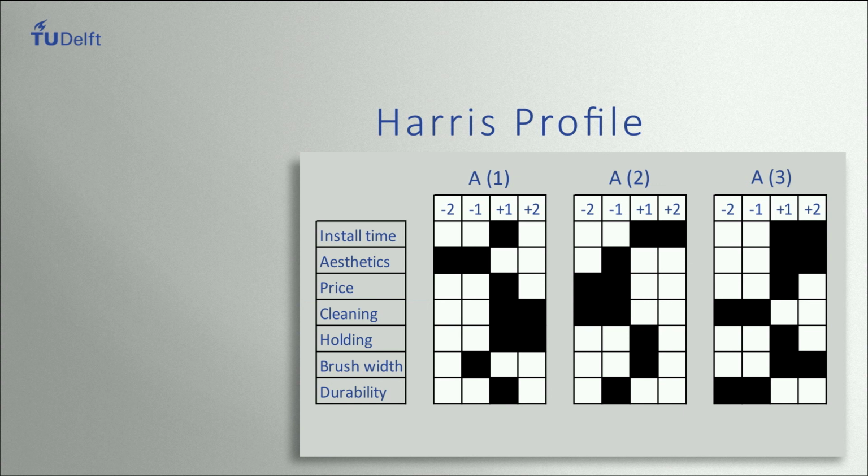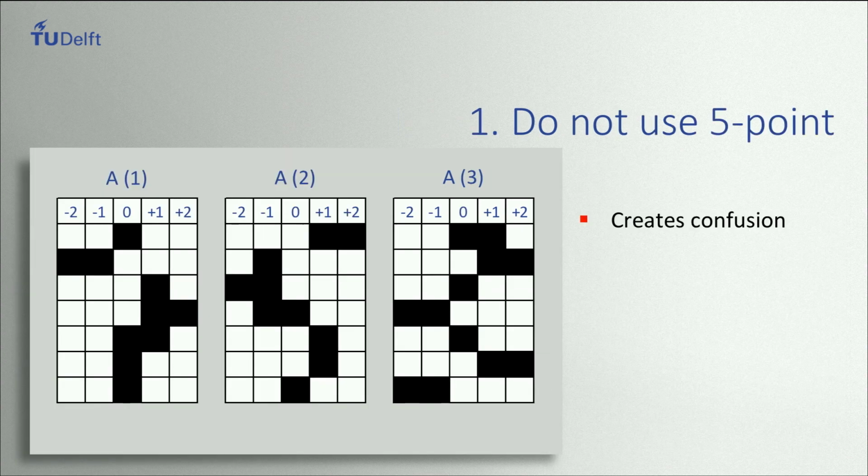Nevertheless, we have to give some warnings using these Harris profiles. First of all, you might think to introduce a 5th score, 0, in the middle. My students do this very often, and I have to warn them that this should be avoided because there is no straight center anymore. It creates confusion and encourages you to stay in the middle with your scoring during the evaluation of the alternatives.